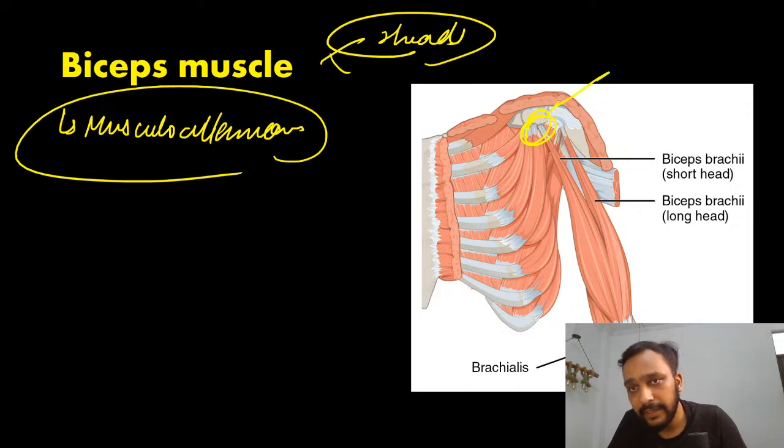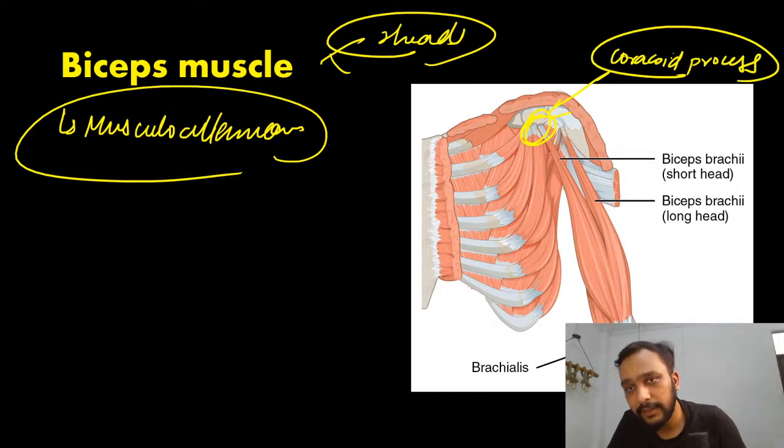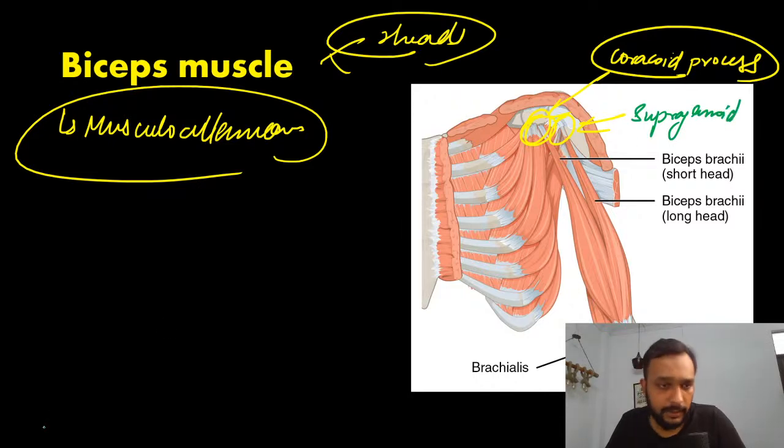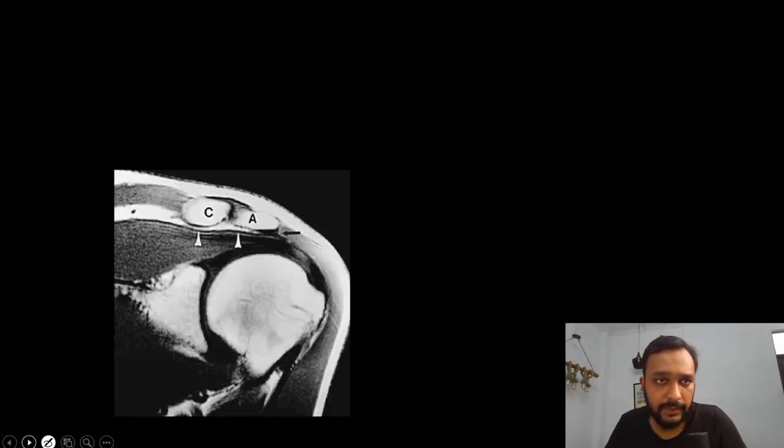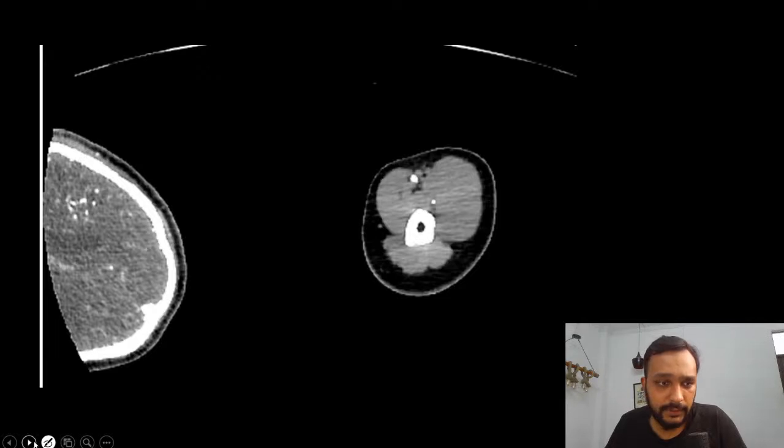One, the short head arises from the coracoid process. And the long head arises from the supraglenoid tubercle, right? So guys, can anyone tell me what is the investigation?